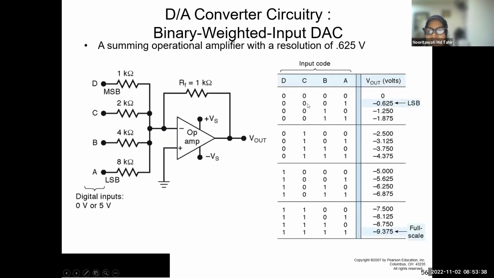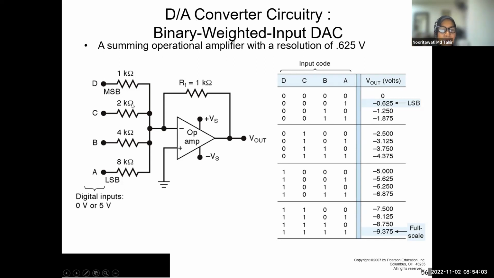Similarly here, it gives us the resolution of 0.625, which means the first one, 0001. And once we know the resolution at 0001, we can calculate the others, the full scale and so on. And if the question does not give you the resistor value, you can always fix your most significant bit as 1K.